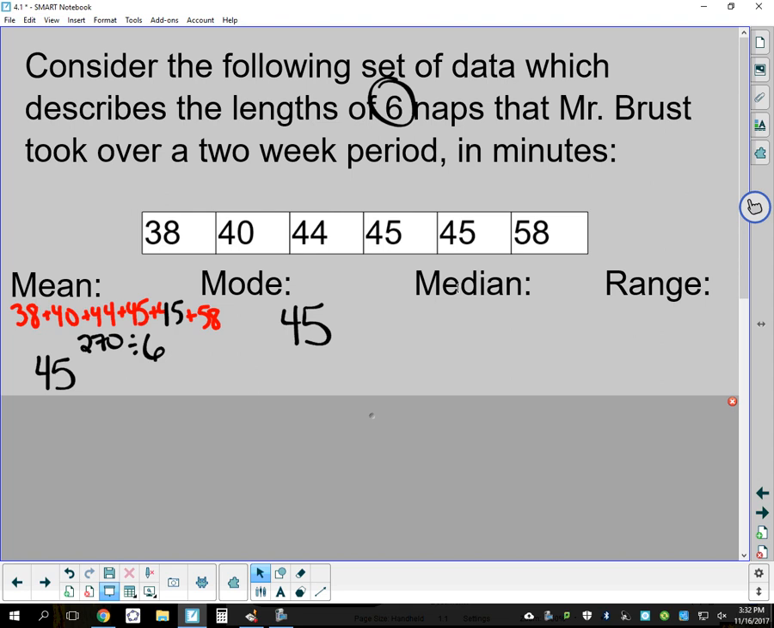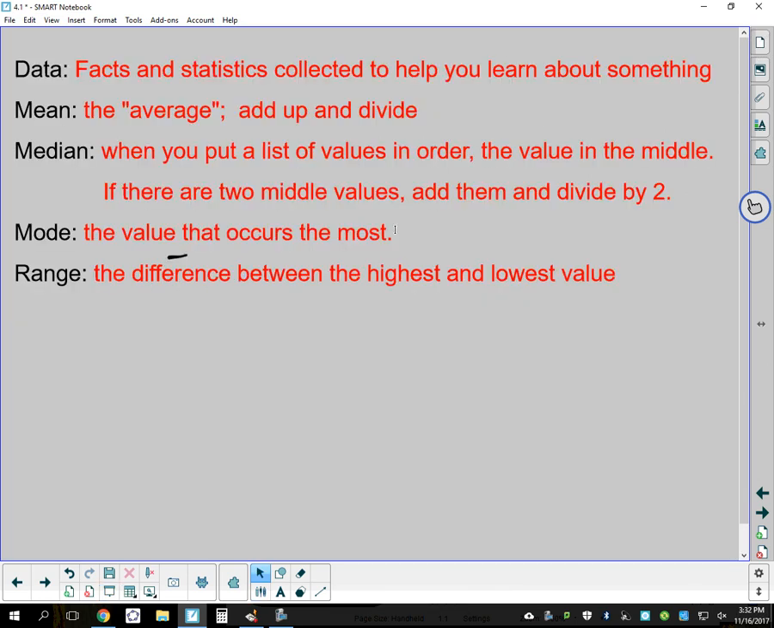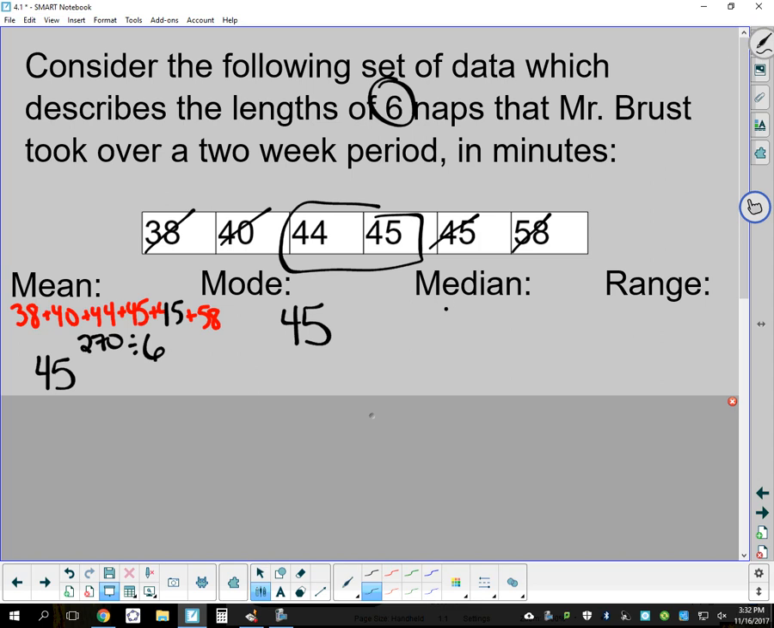In this case, they're already in order, so you just want to find your middle number. Sometimes students like to cross one off on each side, keep going until you get to the middle. Well, here we have two middle numbers. If there are two middle numbers, add them up and divide by 2. Essentially, you're finding the mean of them.